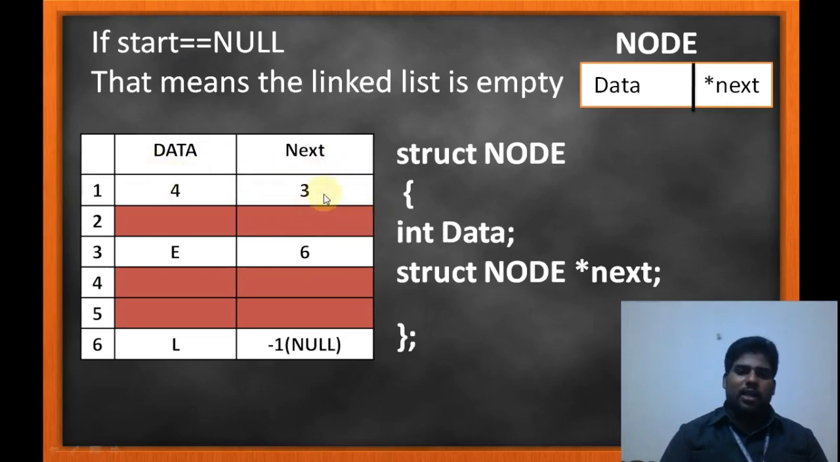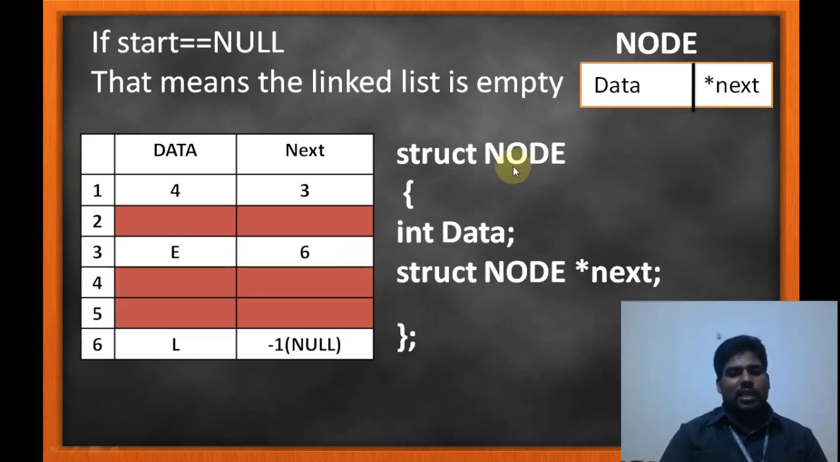Here next is a pointer which holds the address of the next node. So 3 is the address of the node with the data E. Again 6 is the address of another node which holds the data L. This is the way we can utilize the memory. We can organize the data in memory very efficiently by using the linked list concept.